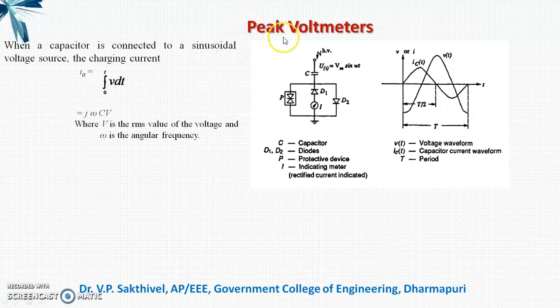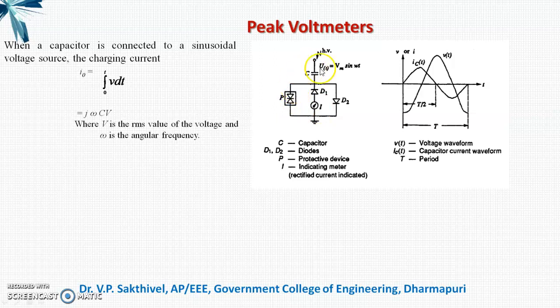Next topic is the peak voltmeter. This arrangement was suggested by Chubb and Fortescue for measurement of peak values of high AC voltages against the earth. Here you see that it consists of a capacitor and two diodes D1 and D2, which are connected in anti-parallel, and a moving coil milliammeter connected here. Then this is the protective device.